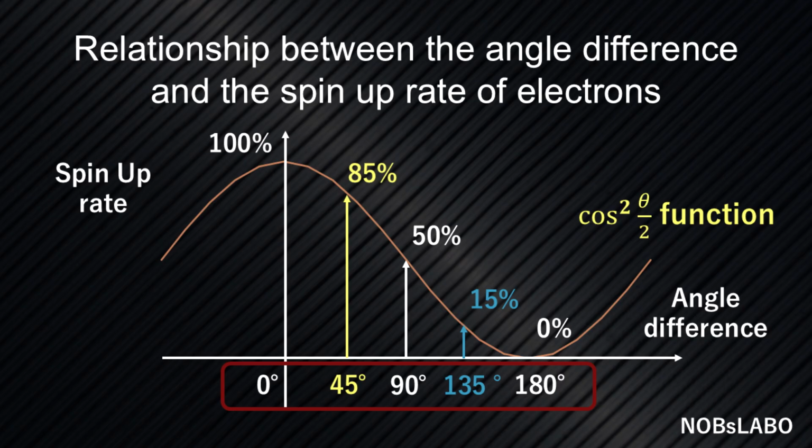This means that when the angle difference in this graph is 180 degrees, the spin-up electron becomes 0% up in the second magnet, i.e., it changes to spin down.